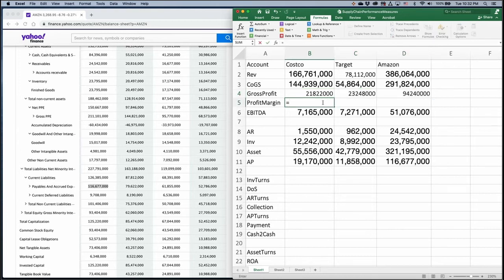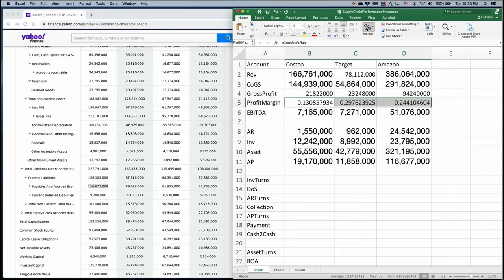And the profit margin is gross profit divided by revenue. So this again covers all the array numbers, I mean the set of information. So you can copy and paste, then you will have this information. Also, if these are percent numbers, you can change to percent, then 13%, 30%, 24% of profit margin.